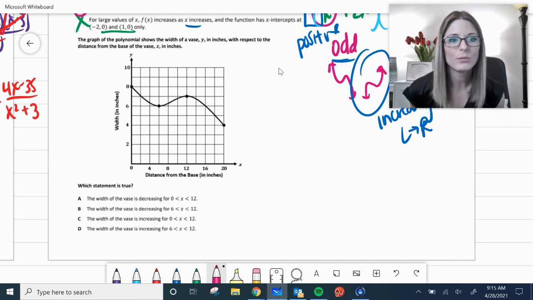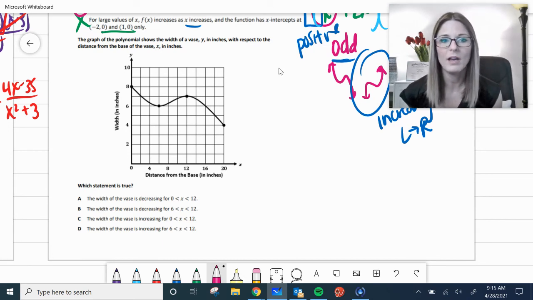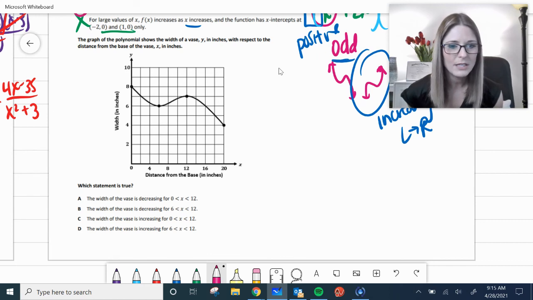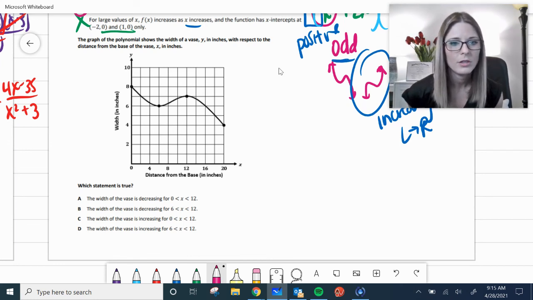I think this is the last one. The graph of the polynomial shows the width of a vase with respect to the distance. I love it. It's beautiful. Our answer choices, which statement is true? The width of the vase is increasing or decreasing between the values of 0 or 6 to 12. So x values from 0 to 12. You got a lot going on.